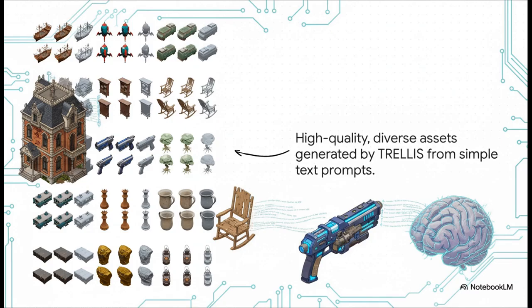I mean, just look at the range here. You've got the super intricate architecture of this Victorian mansion, then you have the really subtle wood texture on this rocking chair, and then there's this sci-fi weapon with the complex metallic look. This is so far beyond just generating vague, blobby shapes. We're talking about detailed, diverse, high-quality assets from nothing but text.